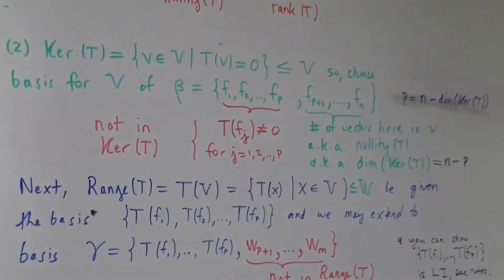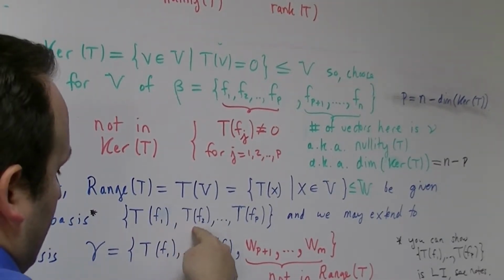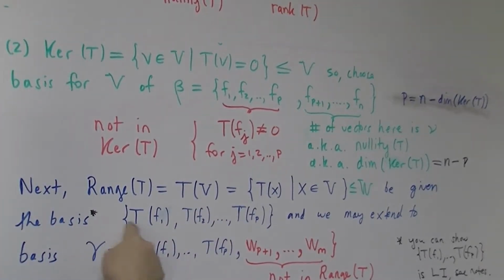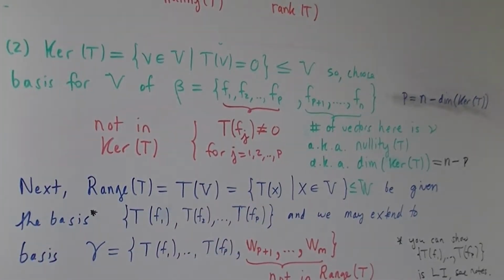And that could be given a basis: the range itself can be given the basis T of f1, T of f2, all the way to T of fp. Now how do I know that that's a basis? How do I know that these are linearly independent? Well, if you think about it, if there was linear dependence, then that would imply that that same linear combination of f's was in the kernel. You can manipulate it to get that it's in the kernel, but we know that they're not in the kernel, so that's essentially why we can argue that they're linearly independent.